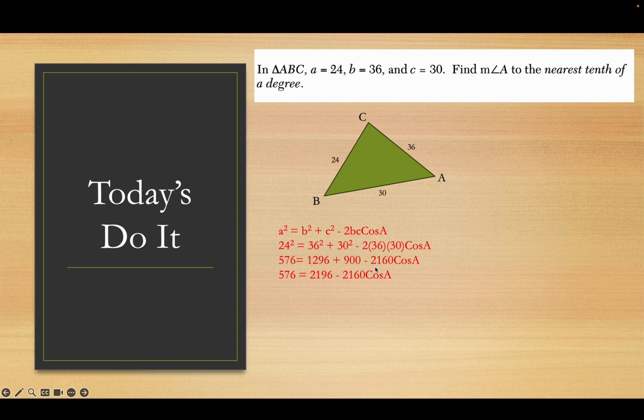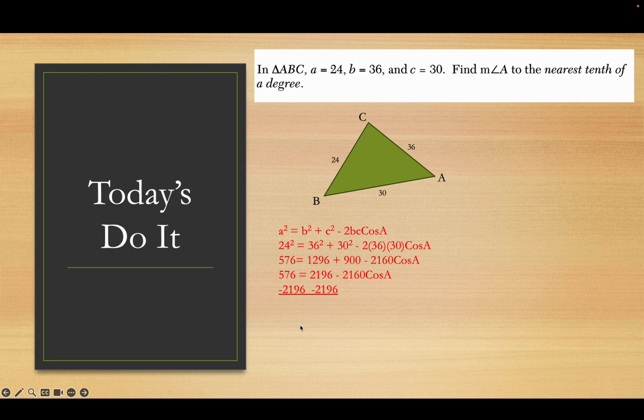And then it says minus 2160 cosine A. Some students will do 2196 minus 2160. You can't do that because they're not both cosine A's. This is like 2196 minus 2160x. They can't be combined. Now, if it was 2196x minus 2160x, then you could combine them and say, yeah, that's 36x. But the way it is now, you need to subtract 2196 from both sides.